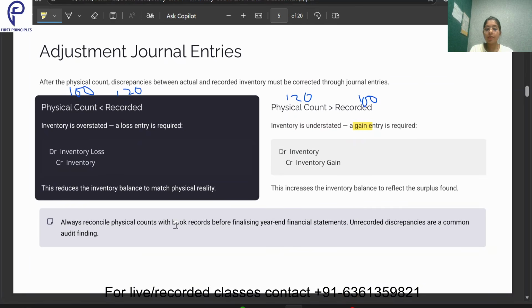So we should always reconcile the physical counts with book records before finalizing the year-end financial statements. And unrecorded discrepancies are a common audit finding. So that means if we have not recorded anything on our books of accounts, that is a very common audit finding. And before even the auditor finds that particular discrepancy, we should actually go and correct it.